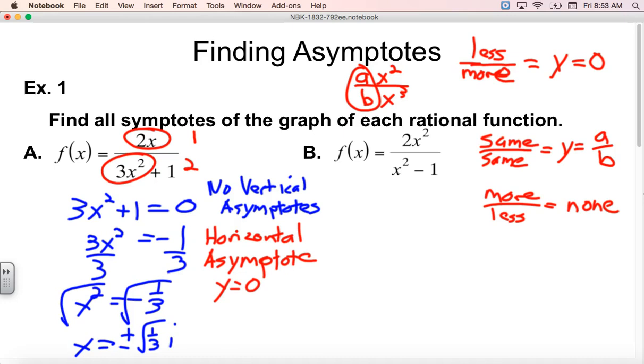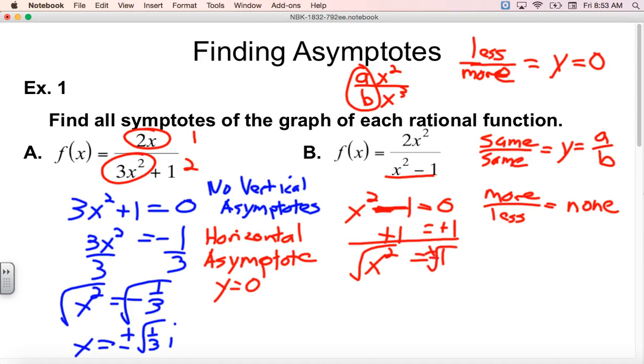All right, now let's look at the second one. Okay, so to find your vertical asymptote, set the denominator right here equal to 0 and solve. So that's minus 1. So we're going to add 1, add 1. So I got x squared equals 1. Take the square root, and you put plus minus. So x equals plus and minus the square root of 1, which is 1.